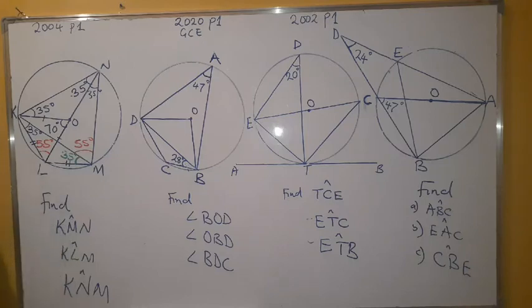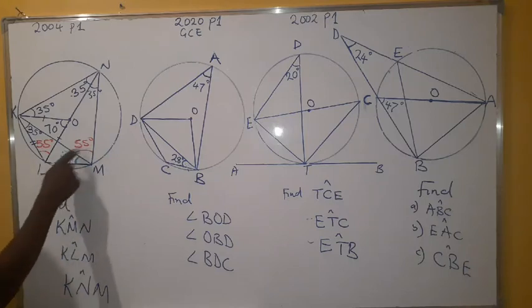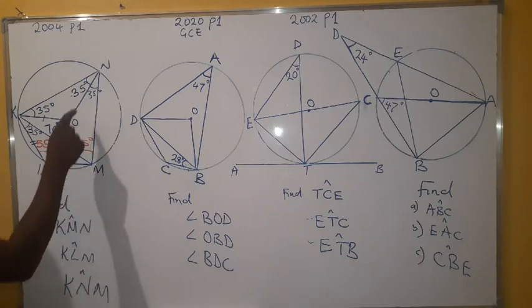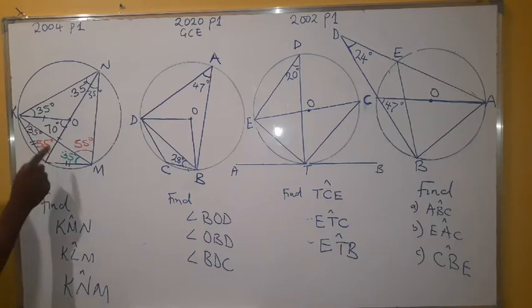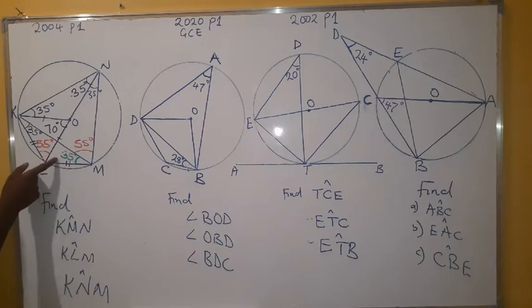This whole angle is 90 degrees, isn't it? So this and this one also must give us 90 degrees. So this is 55 also. This is also 55 here. Okay? This one also here it's 55.